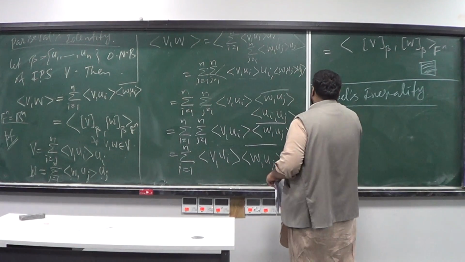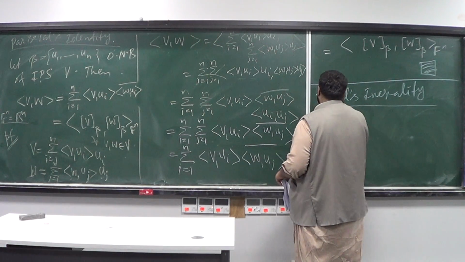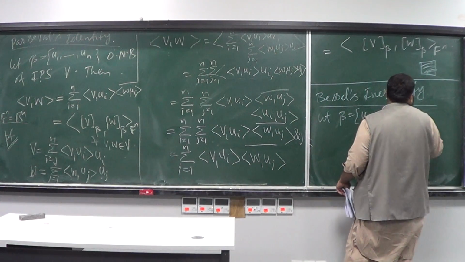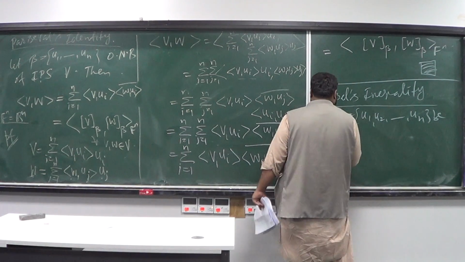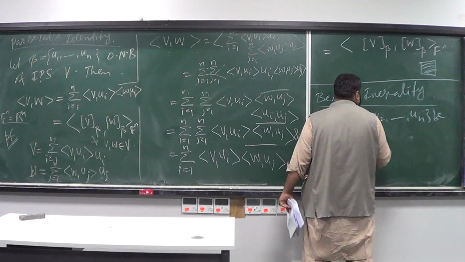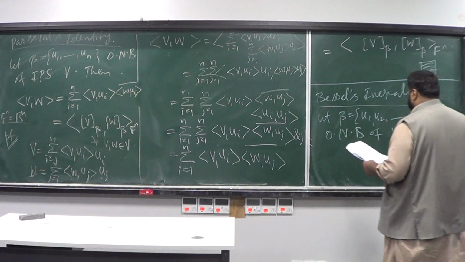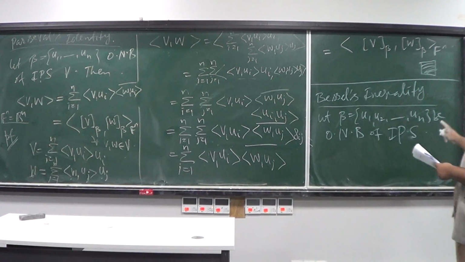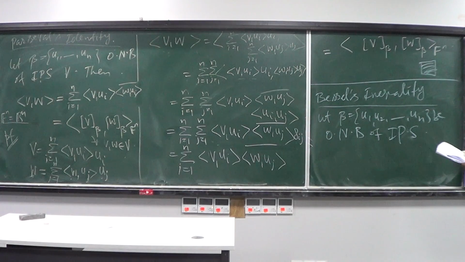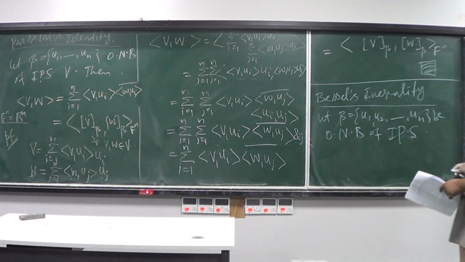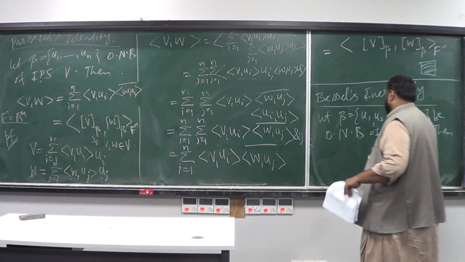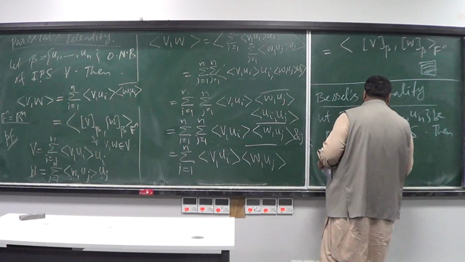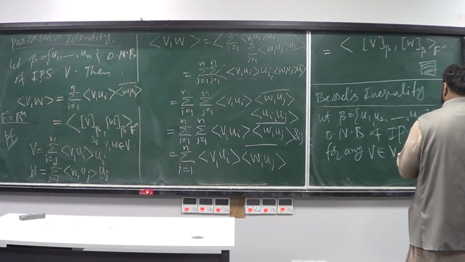Okay. So with the same assumptions, let beta = {u1, u2, ..., un} be the orthonormal basis of inner product space V. I hope this is visible. Then for any v in V, we have the following inequality.